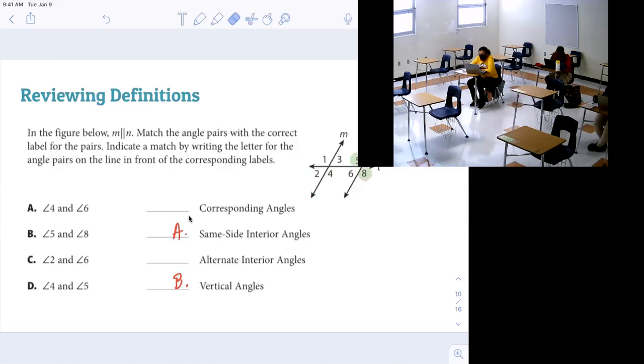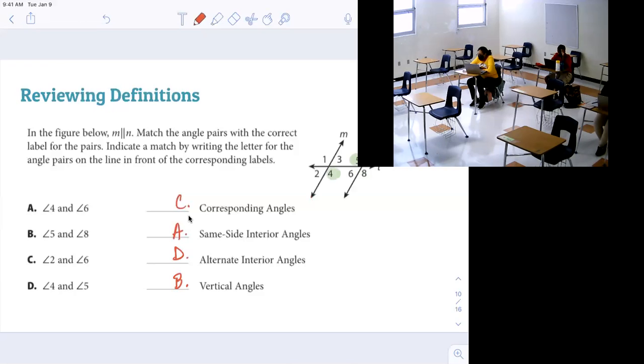Okay. 2 and 6 are corresponding angles. Good. The last one is alternate interior angles. Let's call it alt angles for now. All right, questions on that?